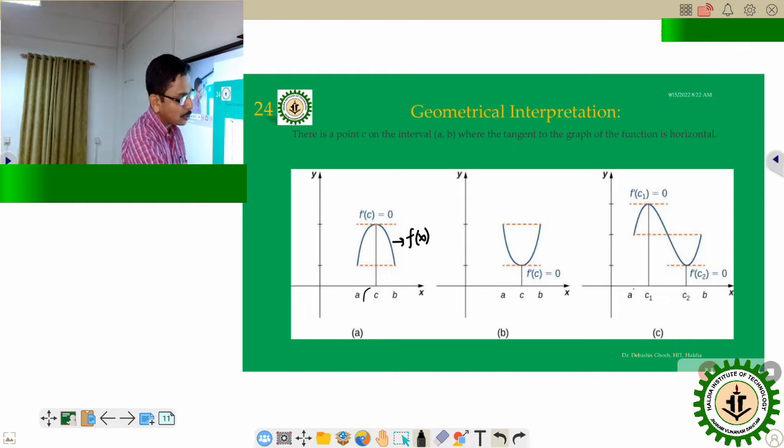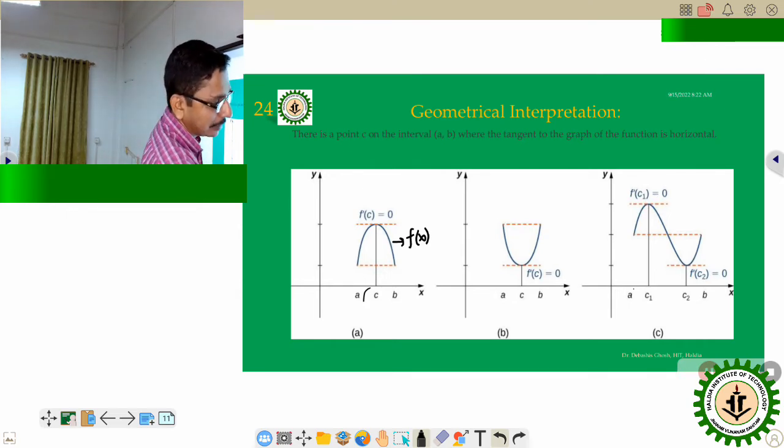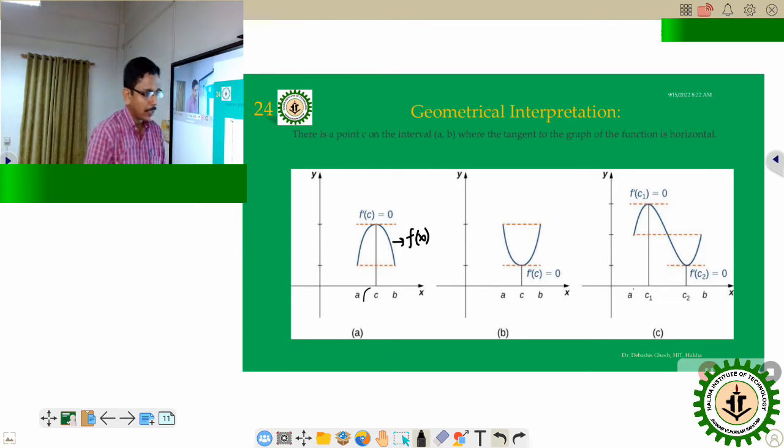Now instead of one point c, we can get more than one point. Here we can see a graph which has more than one point, that is c1 and c2. Over that interval the functional values are the same. The thing is, we have claimed every time the function should be single valued.